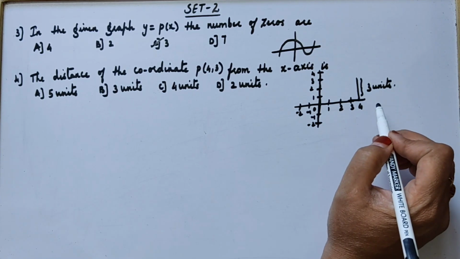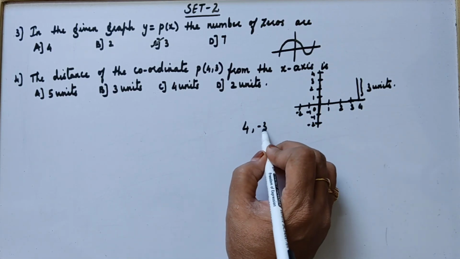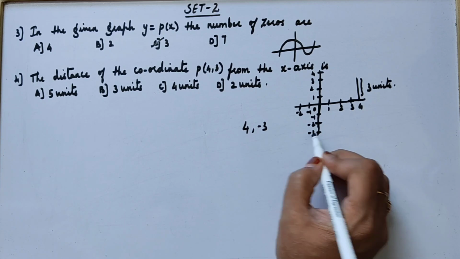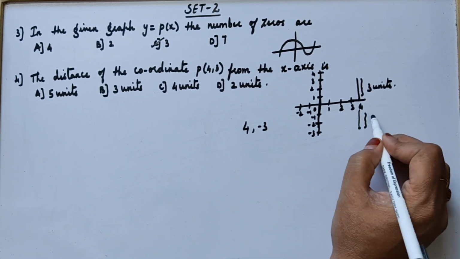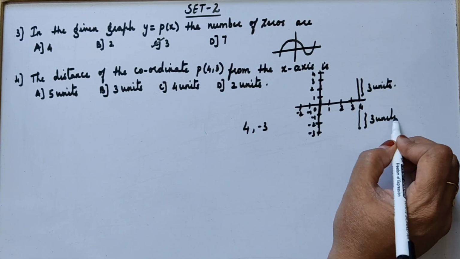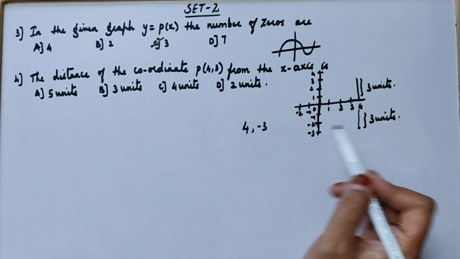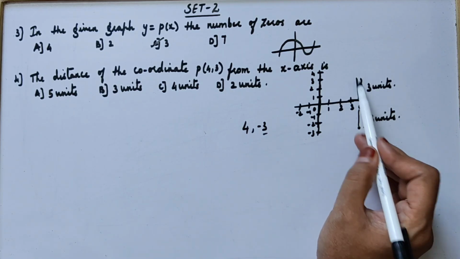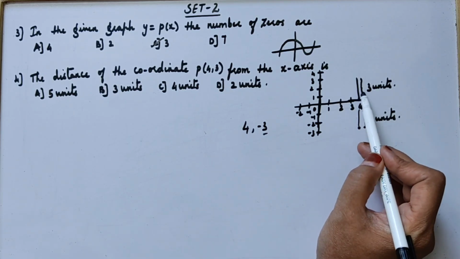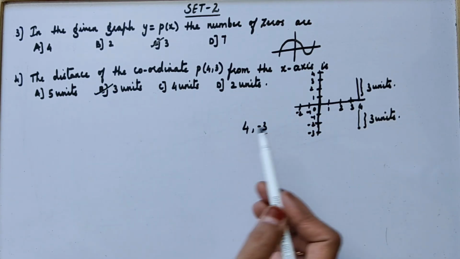The distance covered is 3 units. Suppose, assume we have got 4 minus 3. From here to here, the distance covered is again 3 units. Whether it is a plus or minus, the units remain the same. Here, to reach from 4 to 3, it has taken 3 units. So 3 units is the correct answer.